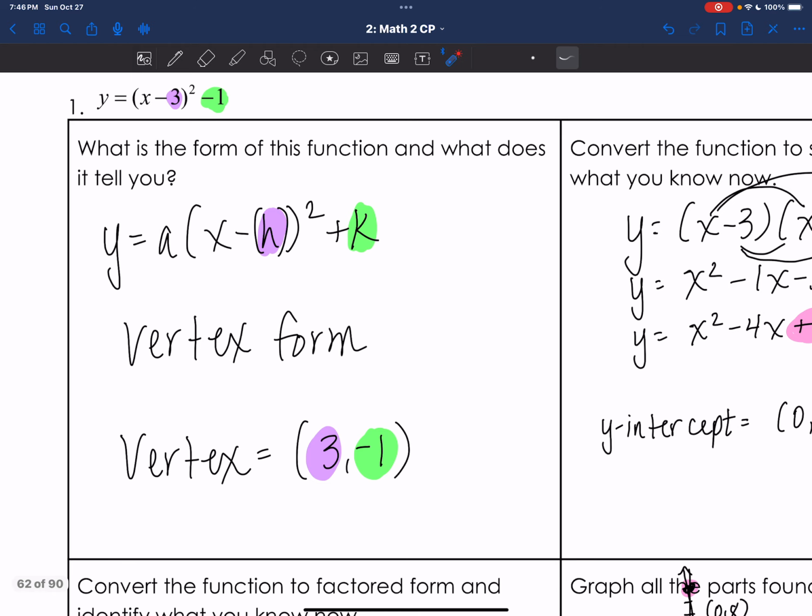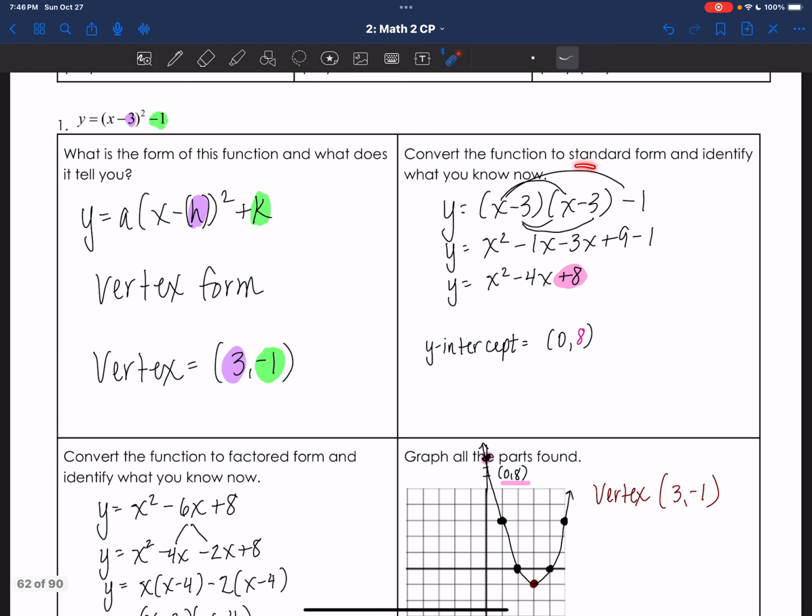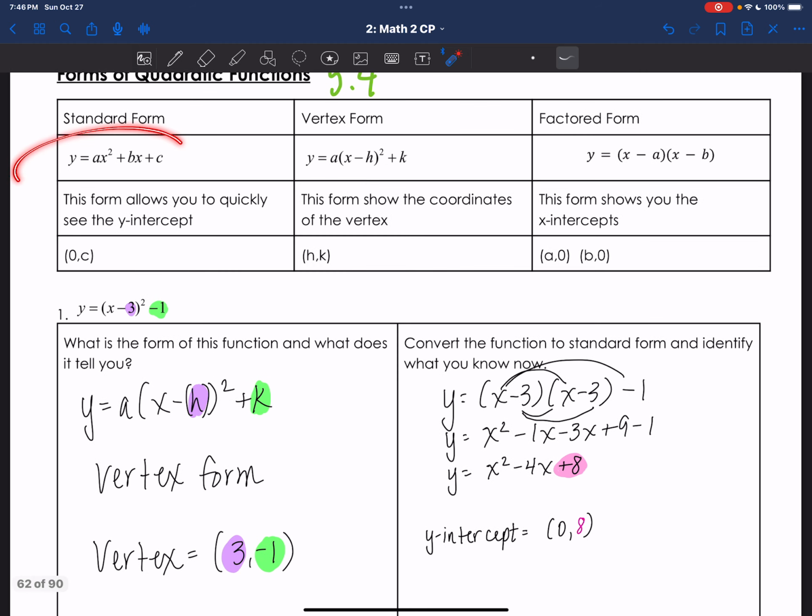Now we've got to start doing some work. So now let's go over here, and it says convert the function to standard form and identify what you know. So standard form, we said, is ax squared plus bx plus c. So now we're going to take this information and plug it into the formula. Put it right there. So notice it's (x minus 3) squared. So that's why I did (x minus 3)(x minus 3). And then don't forget that minus 1, which was right here.